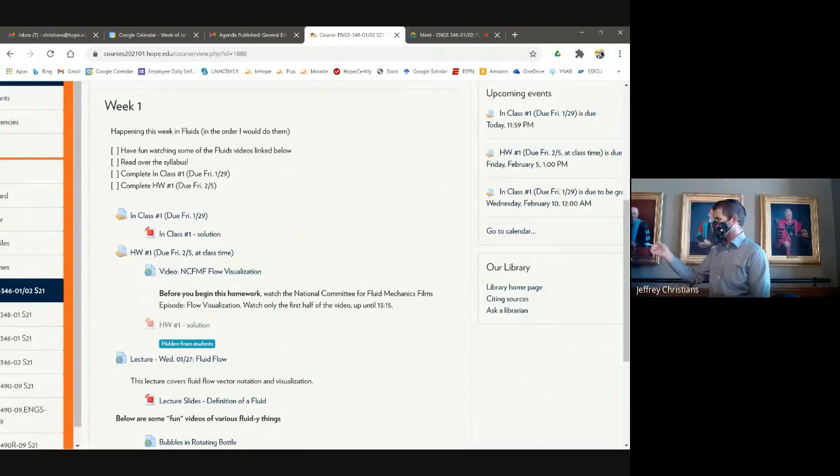You can see it's hidden from you right now, but I have a solution there, and that will typically be the case. Whenever you hand in your homework assignment, maybe a week later or so, I'll post the solutions. So for studying and for exams, you'll be able to have those.